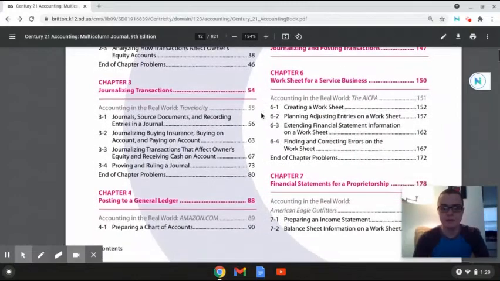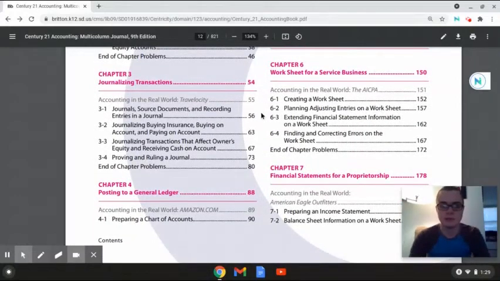Then we'll be moving on to Chapter 6, which is where we'll be learning about a worksheet for a service business. So within this chapter, we'll be learning about how to create a worksheet, plan adjusting entries on a worksheet, extend financial statement information on a worksheet, and find and correct errors on the worksheet.